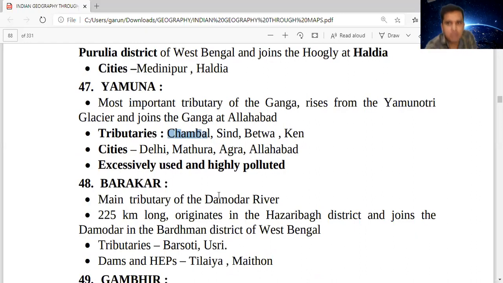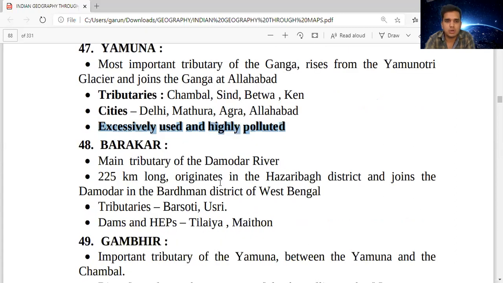So at Allahabad, Ganga is more polluted, excessively used and highly polluted. But excessive in the Delhi region, it is just like a nala. Nothing else. Because if you enter into it, you will be full of chemicals on your body.